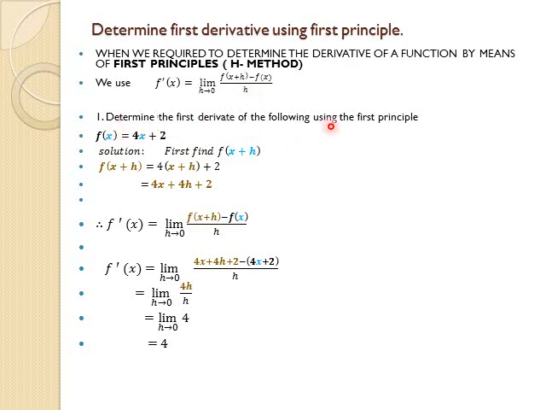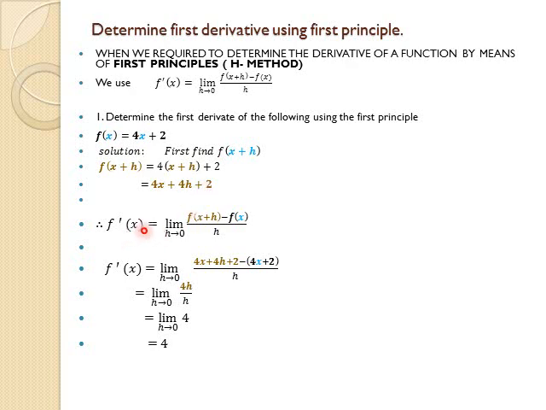So, question number 1. Determine the first derivative of the following using first principles. f of x equals 4x plus 2, that's given. First we'll always find f(x plus h). So there, in the place of x, I have x plus h. 4 times x gives me 4x, 4 times h would give me 4h, plus 2.